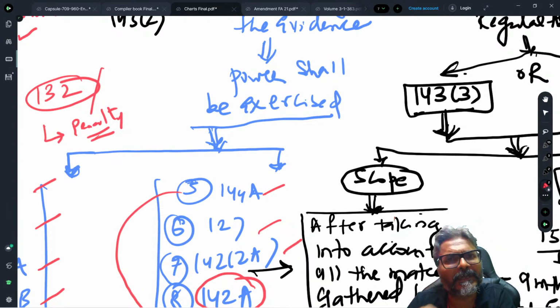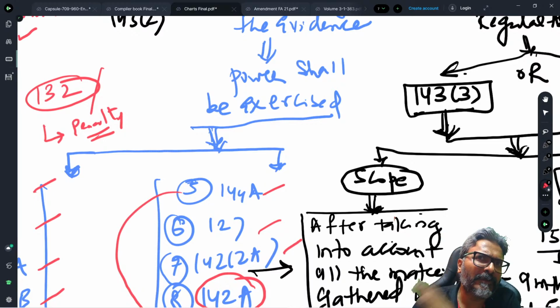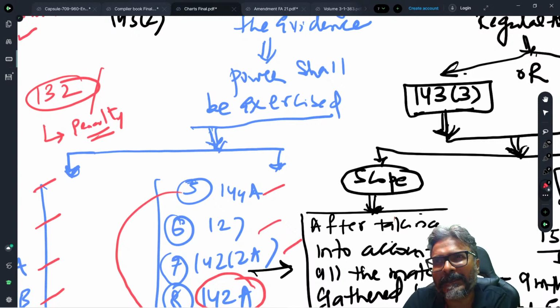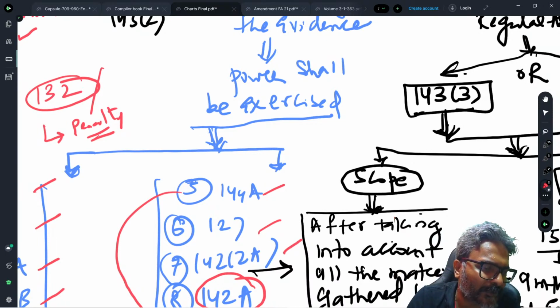So I'll be giving you the link, and on that basis, students, we'll meet up tomorrow for penalty. My target is that tomorrow we'll complete penalty, or if not complete, at least we'll be very near to completing the penalty. Day after tomorrow, students, we will do penalty if there is any leftover, and the appeals, revision and rectification. That is day after tomorrow.